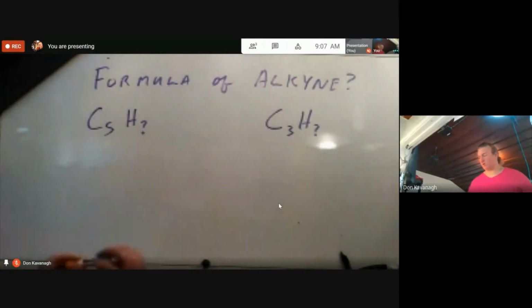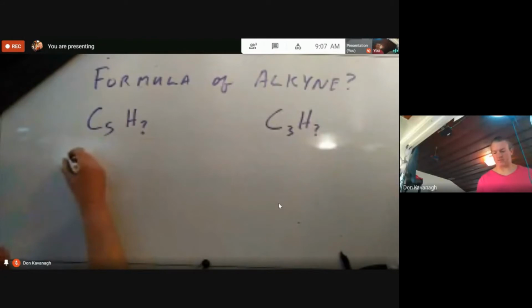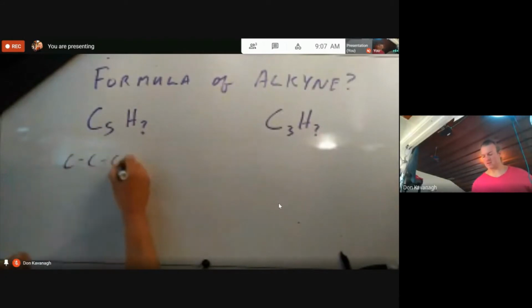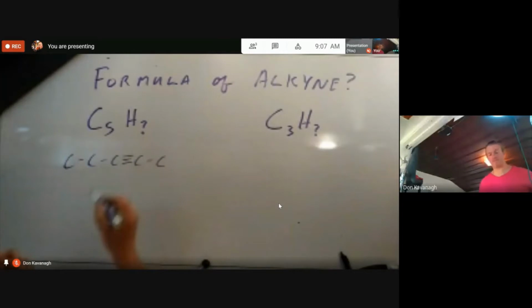C5H question mark. We're told it's an alkyne, a pentyne. Let's start with our 5 carbons: 1, 2, 3, 4, 5. Now I can put the triple bond anywhere. I'm going to put it in the middle right there.